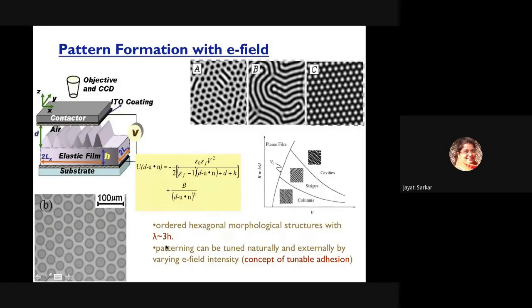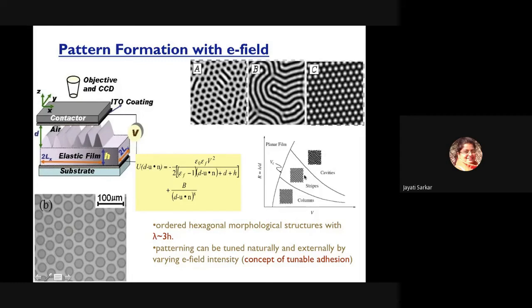So the wavelength of the patterns didn't change, but the nature or the topography could change, either by changing the h by d ratio, where h is the thickness of the film and d is the gap distance. So one can see that if this ratio is very small, so that the distance is very high, one can get columns. Whereas if it is very high, so that the distance is very low, then one can get cavities.